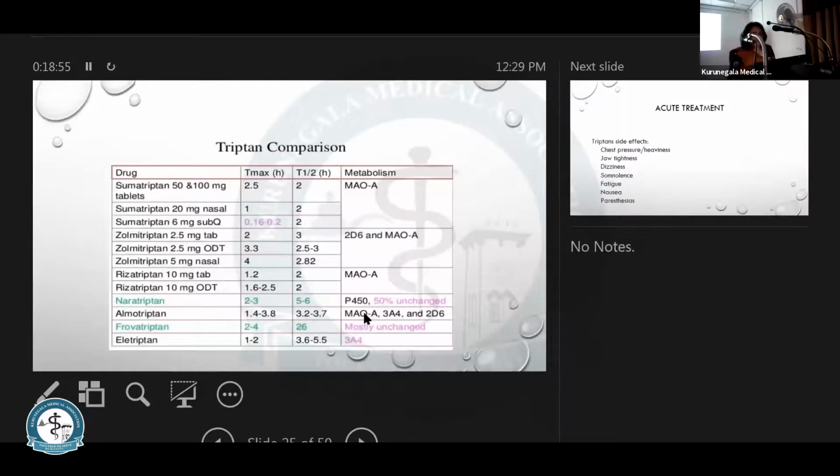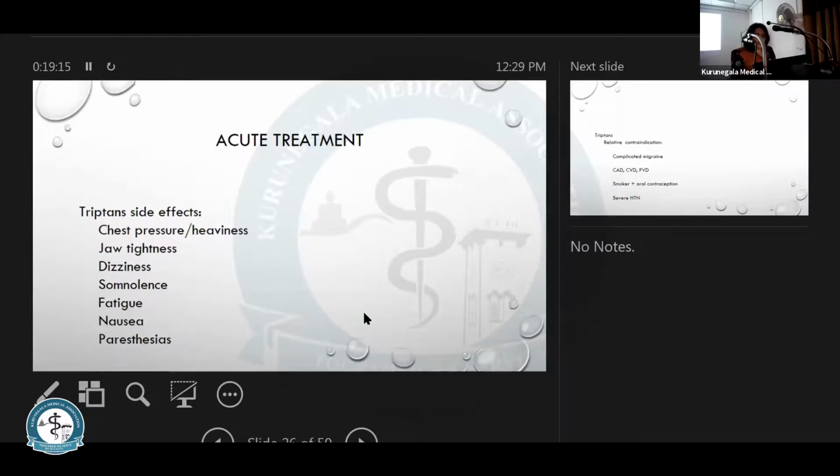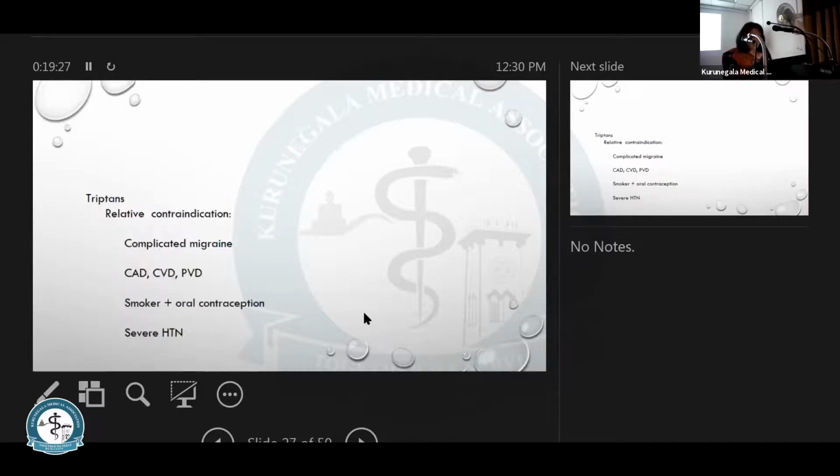There are a few preparations, oral, intranasal, and IV, and we have about 4 or 5 of them in our setup, and even in the government sector we have sumatriptan. Side effects-wise, they can get chest tightness and jaw tightness. The jaw tightness is quite commonly reported by patients. Somnolence is also quite common.